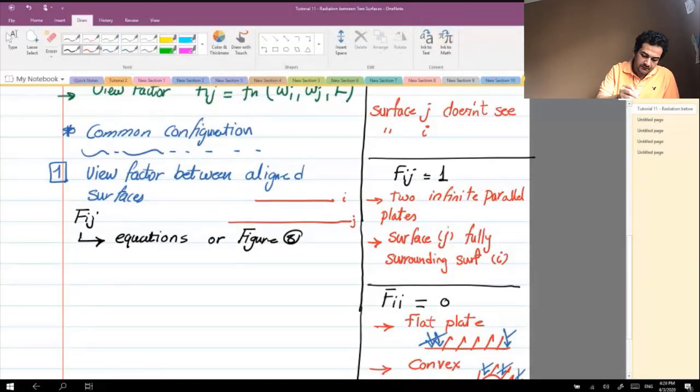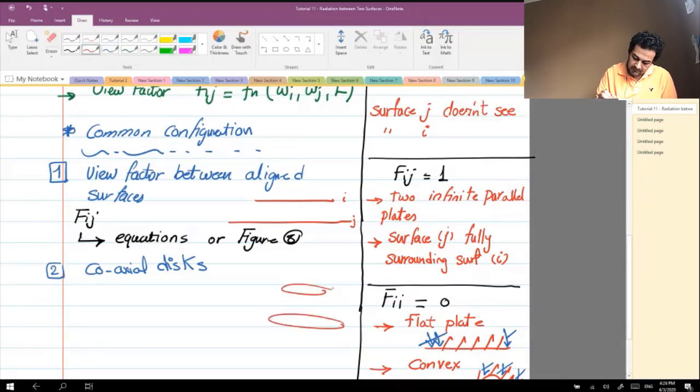So the second common configuration in the view factor is two parallel disks, or coaxial disks. So they call it coaxial disks. In the coaxial disks, when we have two disks like that, and that's I and that's J, they have the same center line, right? So that's why we call it coaxial.